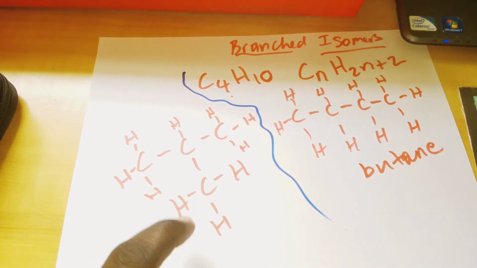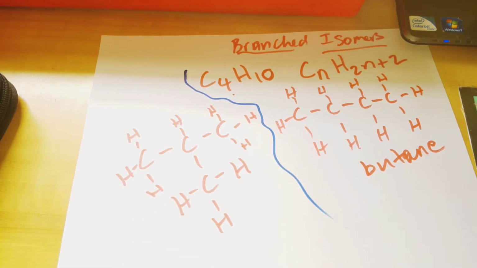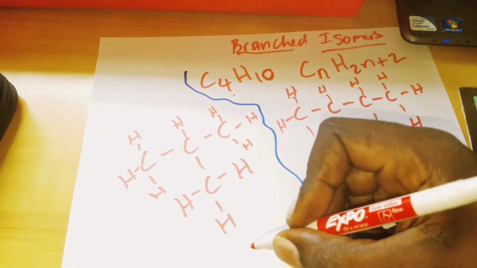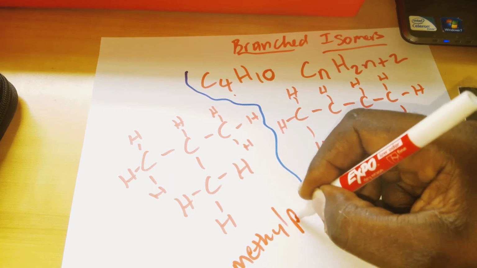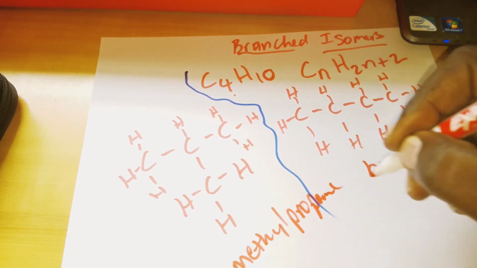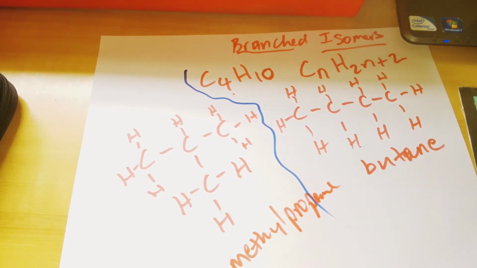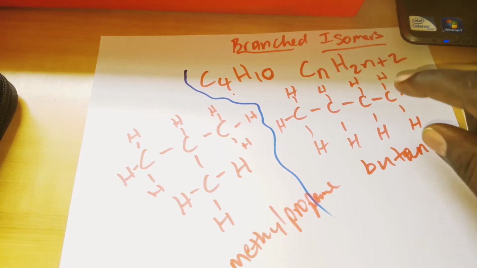So let us provide a name for this species. The number of carbons in the longest carbon chain is 3, so this species is actually methylpropane. So on the right you have butane, on the left you have methylpropane. But how did I get these two species here? Both of them have the same molecular formula but different structures, so they are isomers of each other. But what I really did was just branch the butane.